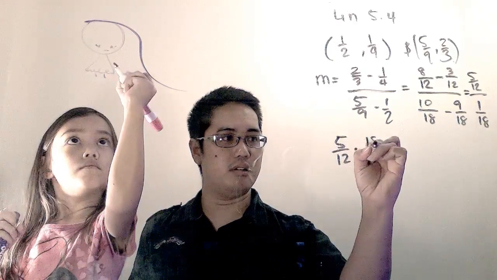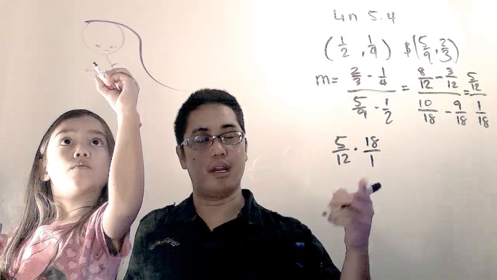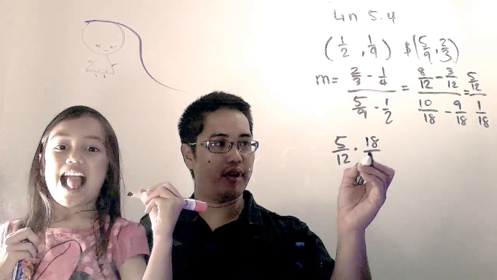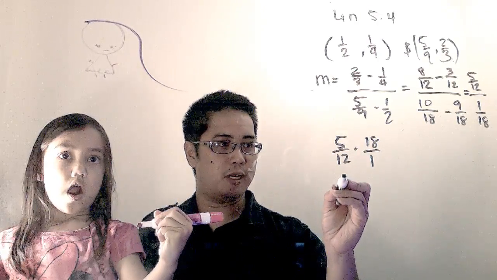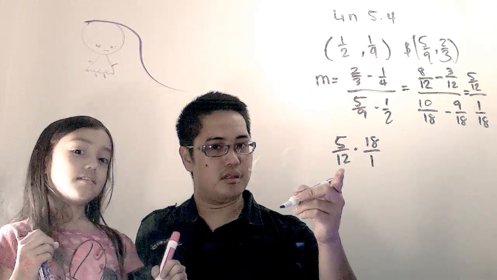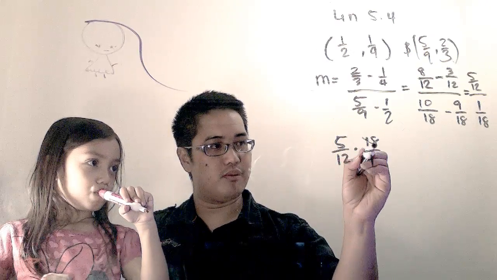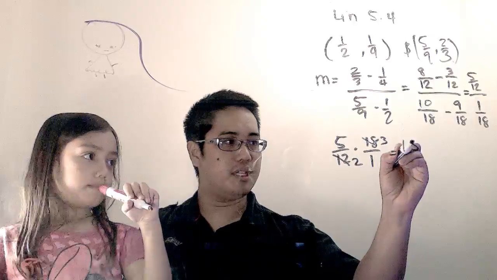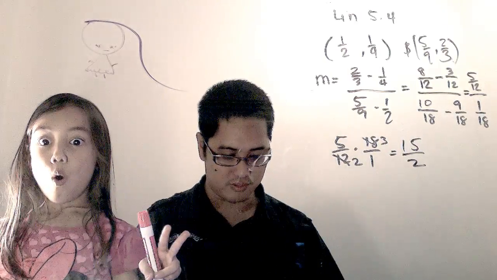So that's 18/1. Now what I could do is 5 times 18 and then divide it by 12 in my head. I'd rather reduce it before I do that, so I'm going to divide both the top and the bottom by, what is the biggest number I can get? 130,000? No, 6. If I divide the top and the bottom by 6, this would be 3 and this would be 2. So really I have 15/2. That is my slope. M is 15/2.